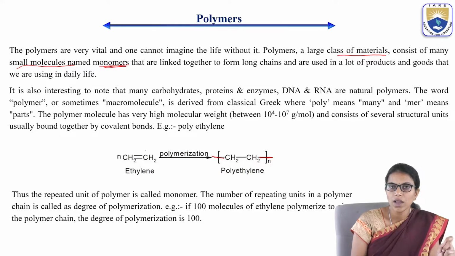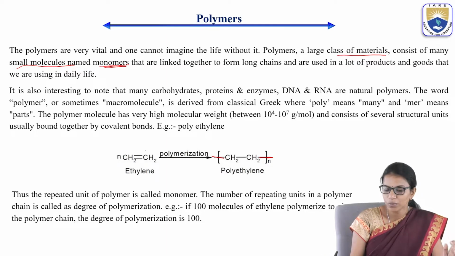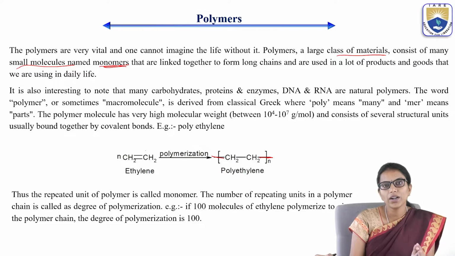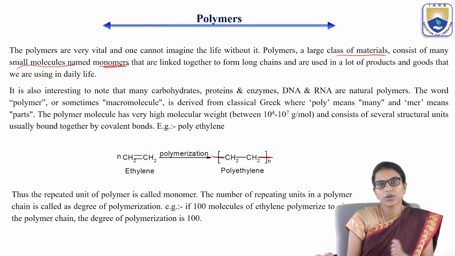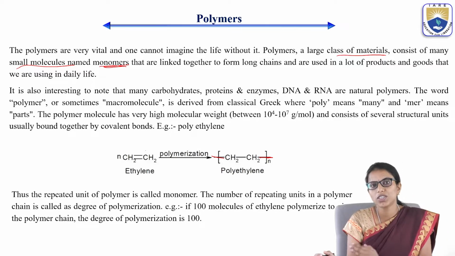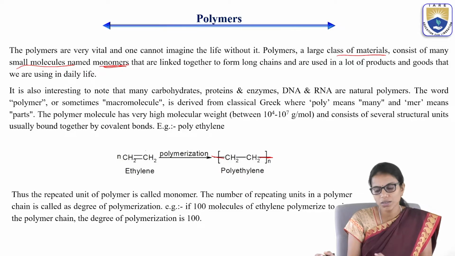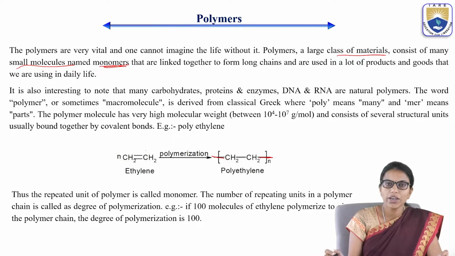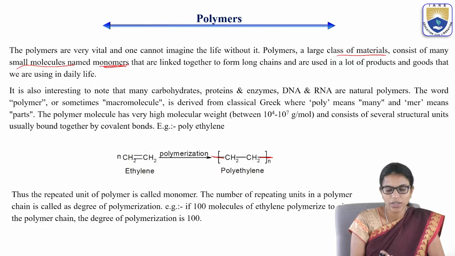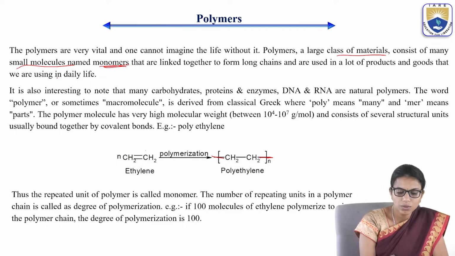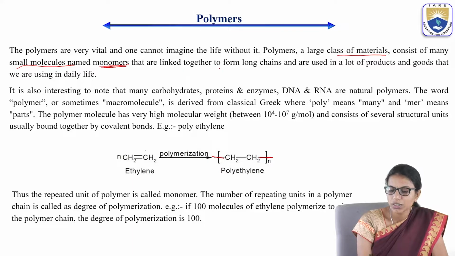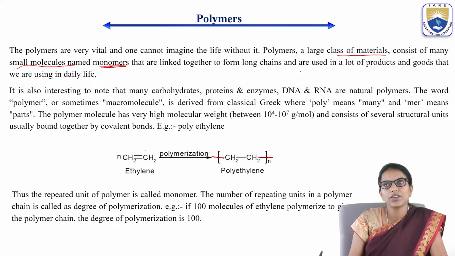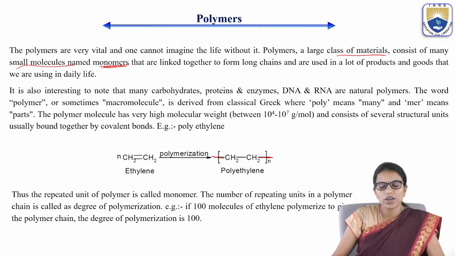Mono means one, and mer means part. So one part will be repeated together and it will form the polymer. Poly means many, mer means parts. So it will form polymer. That is known as a polymer. So small molecules named monomers are linked together to form a long chain and are used in a lot of products and goods that we are using in our daily life.